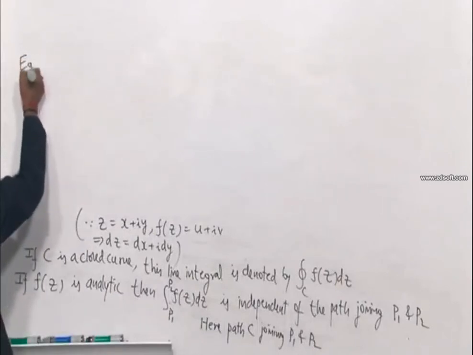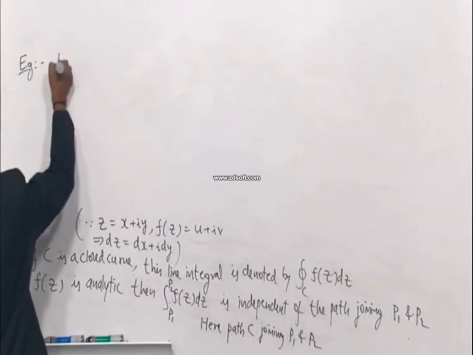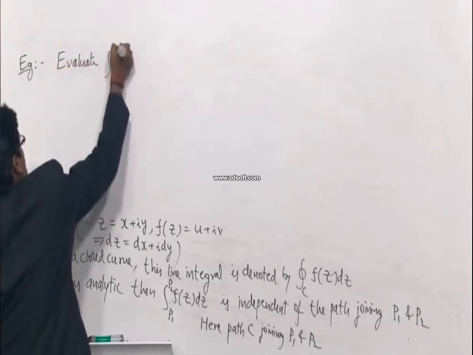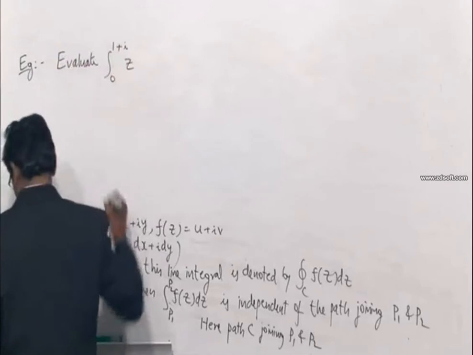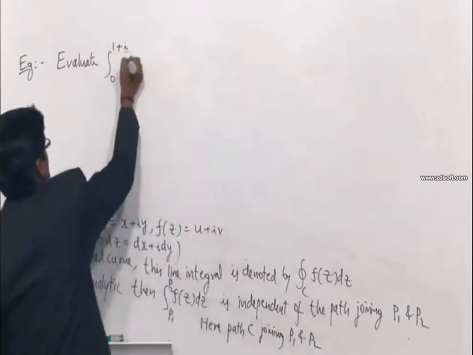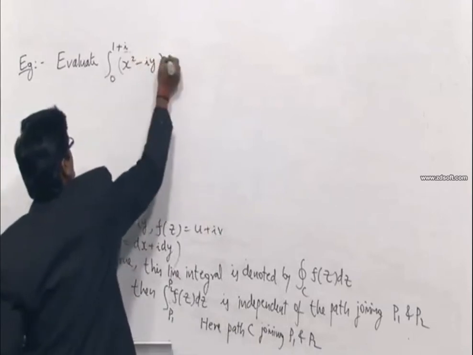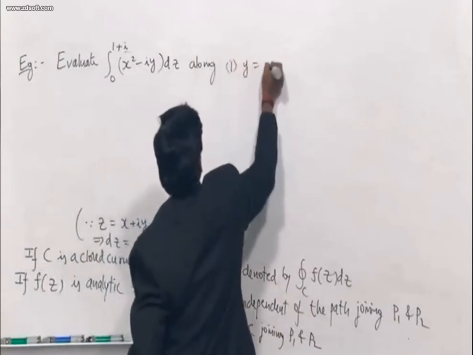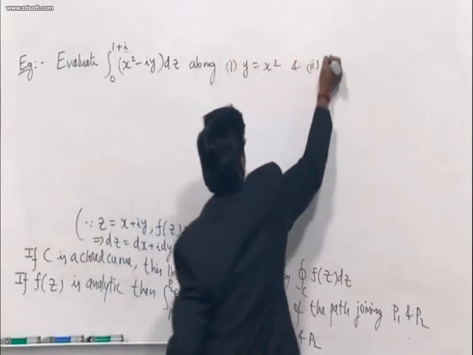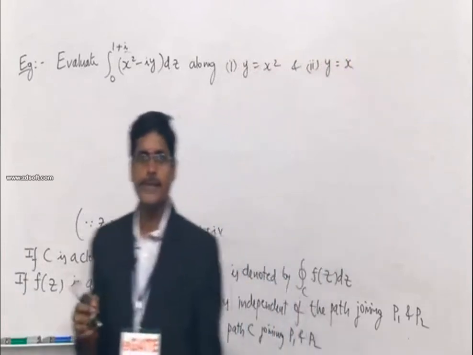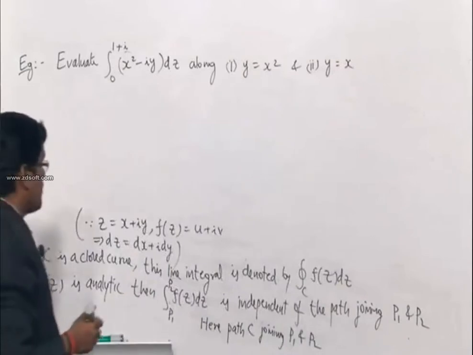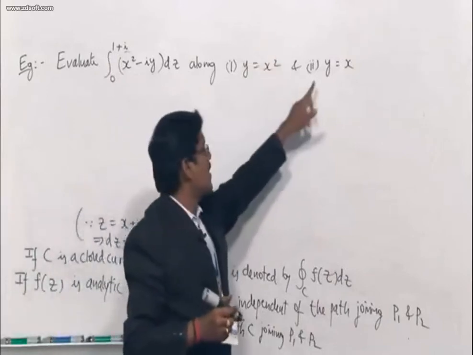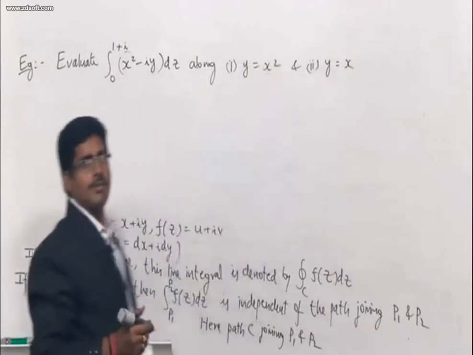Example, evaluate integral 0 to 1 plus i of x square minus iy dz along first path y is equal to x square and second path y is equal to x. Here the two points P1, P2 are 0, 0 and 1, comma 1. This is your f of z. One is an upward parabola path, and the other is a straight line. Both start from the origin, okay? Because 0, 0.